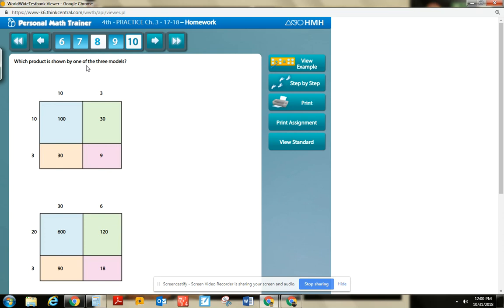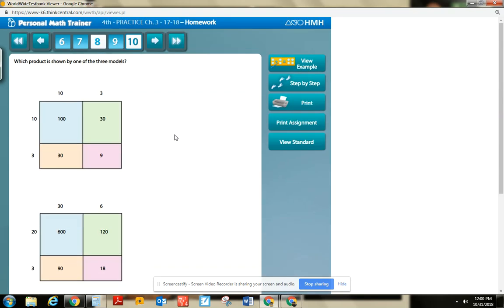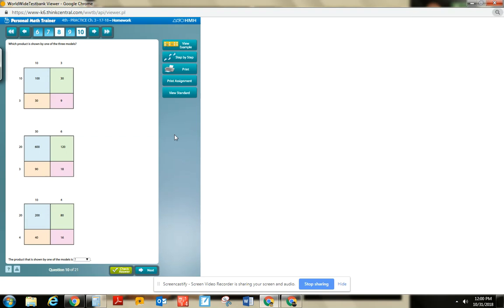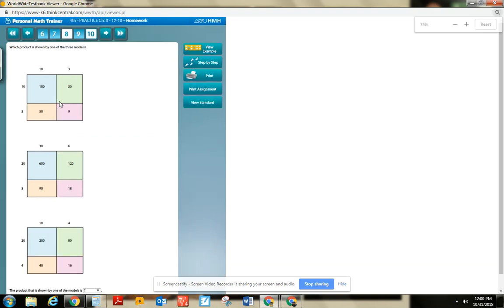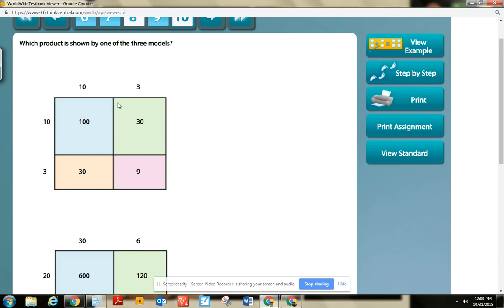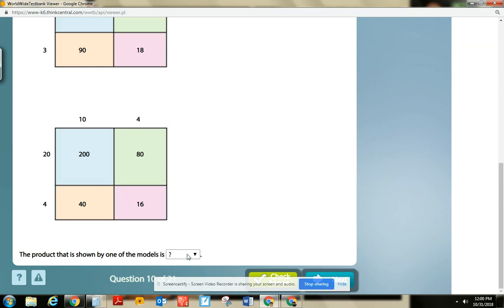We're on question 10, guys. Which product is shown by one of the 3 models? All right, so we got 3 models here, and you can zoom in or you can zoom out and you can see all of them. So this is kind of a goofy looking problem. So we're going to write down the equation that goes with this. I don't even need the exact answer. I just need the equation.